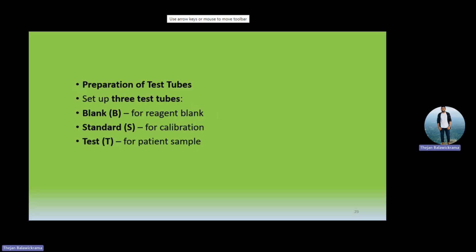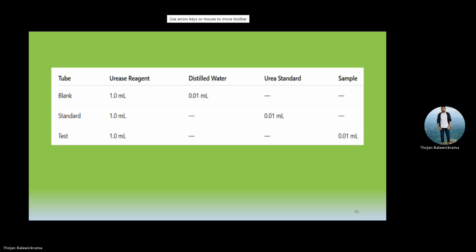Like I said, we take three tubes: the blank one, right? Then the standard one, that's for calibration. And our patient's blood sample, those three. This table shows how we are mixing them, right?